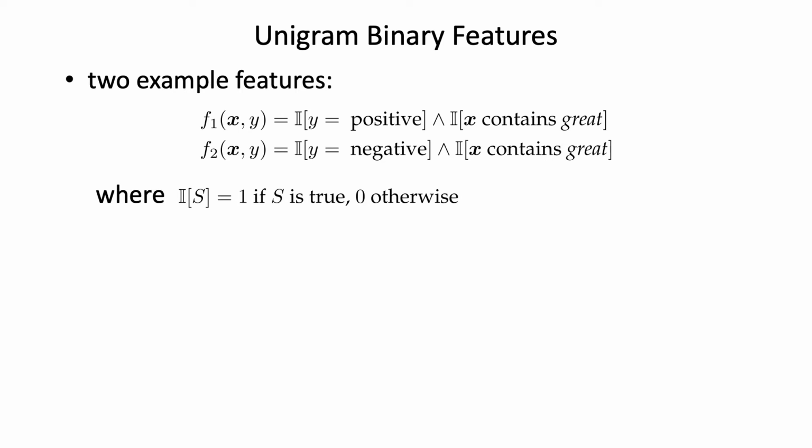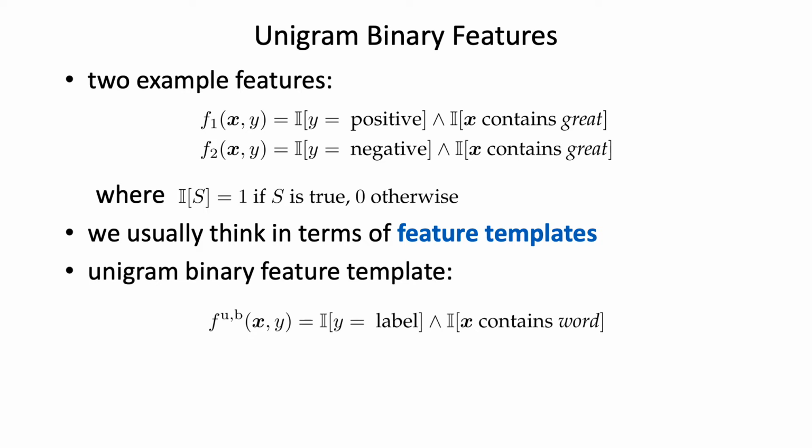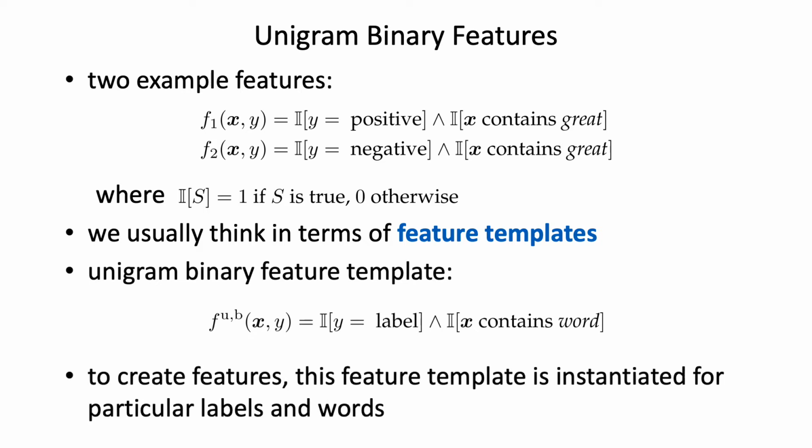Our starting point are Unigram binary features. A unigram is a word, and binary refers to the fact that the features return 0 or 1. Here are two examples. F1 returns the value 1 if Y is the label positive, and the text includes the word great, and 0 otherwise. F2 is similar, but only returns 1 if the label is negative. We usually think about features in terms of feature templates. So we'll define this Unigram binary feature template. To create features, this template gets instantiated for particular labels and words in our dataset.